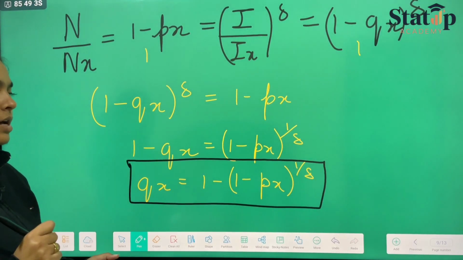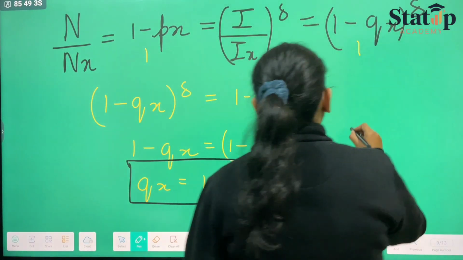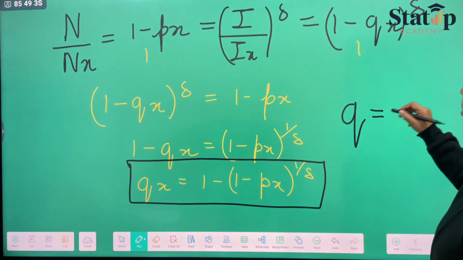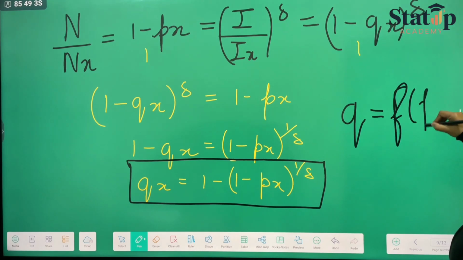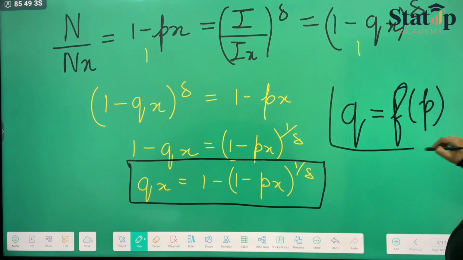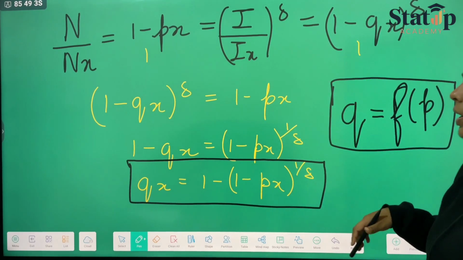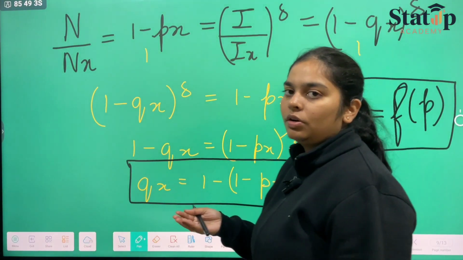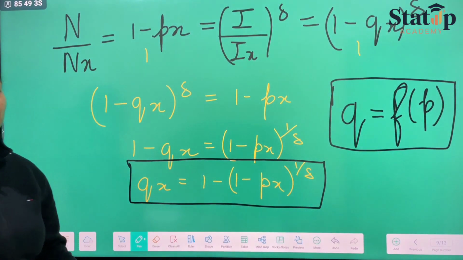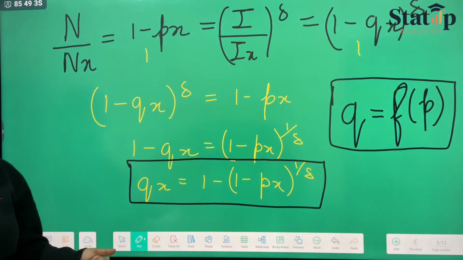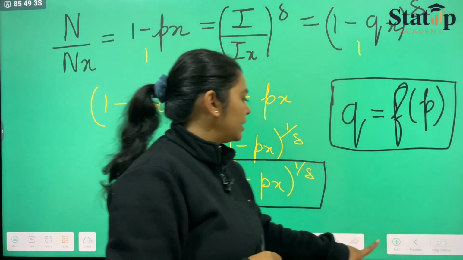This gives us the equation of q as a function of p, so we can state that q is a function, or income is a function of the number of individuals. That can be stated from here, and from this another graph can be drawn, which is given like this.